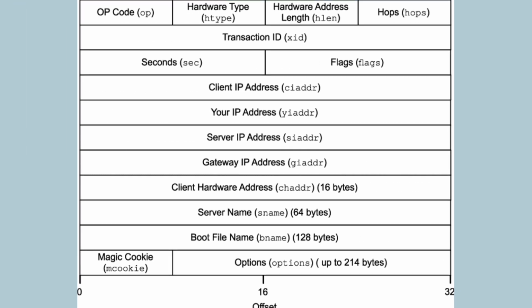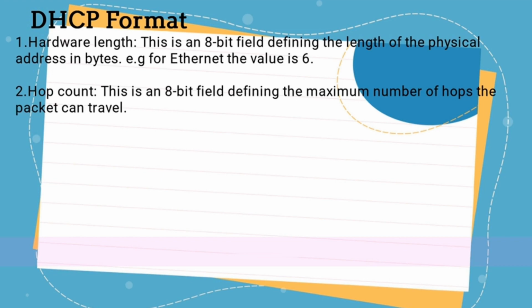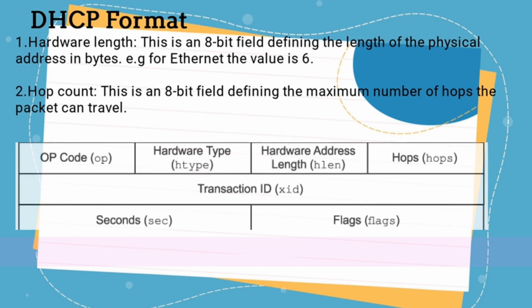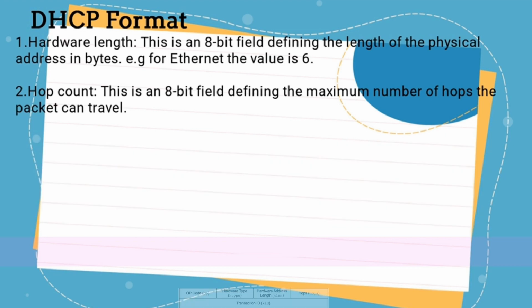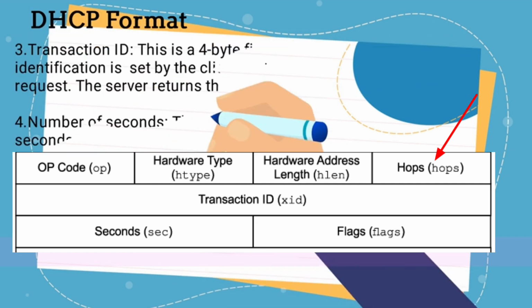Format. So we'll talk about and explain how the DHCP format works. First, hardware length. This is an 8-bit field defining the length of the physical address in bytes. For example, for Ethernet the value is 6. Second, hop count. This is an 8-bit field defining the maximum number of hops the packet can travel.